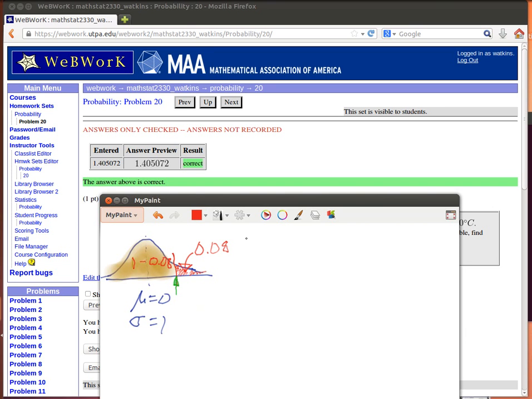And the whole reason is because of this drawing and what qnorm does. Qnorm, if you know the area below some particular quantile, you can find that quantile by just doing the qnorm of that 0.92 and telling it what the mean and the standard deviation is. Okay, hope that helps.